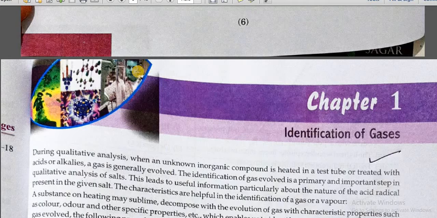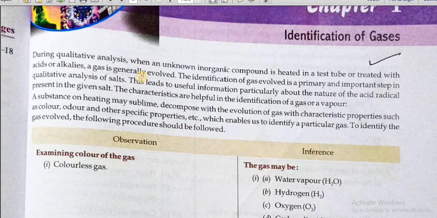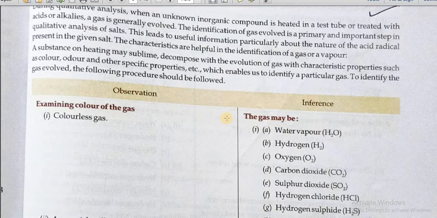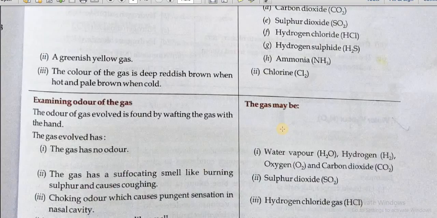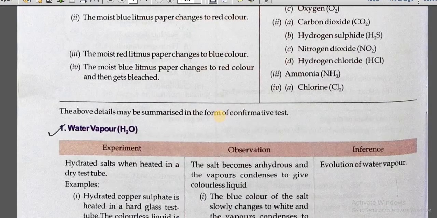Now, chapter 1, experiment number 1. You need to write all these things, okay, as provided in this PDF file. So chapter 1, you write identification of gases. You write down this introduction, all this thing. Then you write down observations, inference. Okay. Then you write down all this thing.